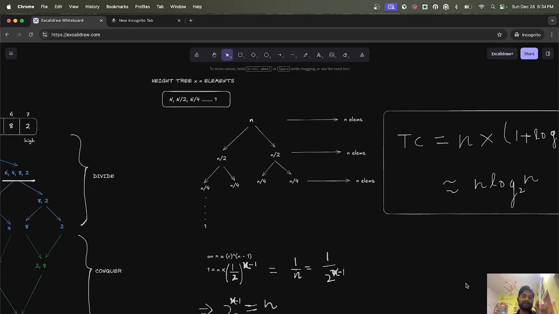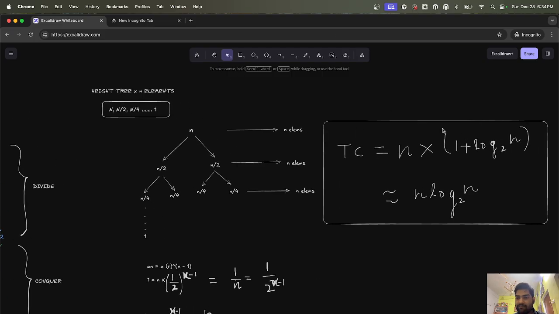Now, what was our time complexity formula? It was the height of the tree multiplied by the n elements, correct? Because here also n, in the second level also n elements, third level also n elements. And so how many times basically? Height of the tree, right? So n multiplied by 1 plus log base 2 of n, which we can approximately write as n log base 2 of n, which is our time complexity for merge sort.